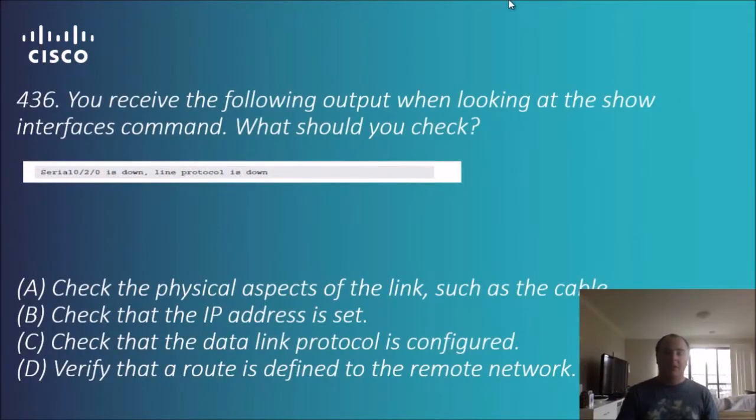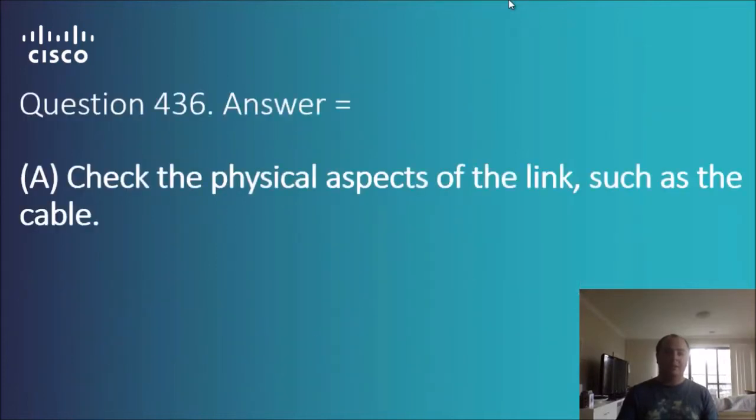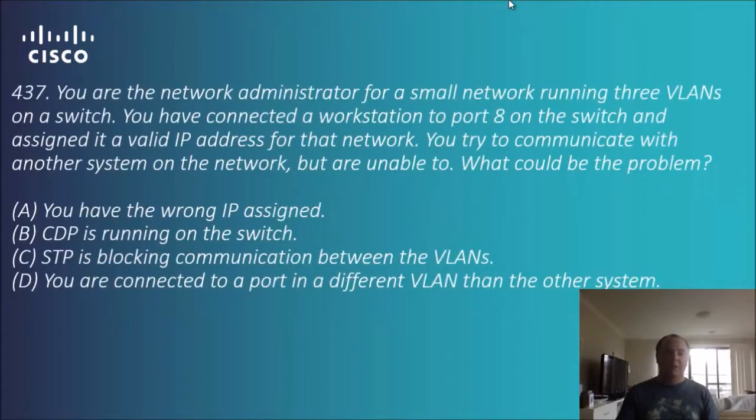436, you receive the following output when looking at the show interfaces command. What should you check? We've got serial link is down, line protocol is down. So we've got: check the physical aspects of links such as cable, check that the IP address is set, check that the data link protocol is configured, verify that a route is defined to the remote network. Again, when troubleshooting, we always try to look at the physical layer first, or whatever is the easiest and quickest way. That's A. Check the physical aspects of the link such as the cable. Otherwise you spend hours trying to figure out something and realise it's simply slightly unplugged.